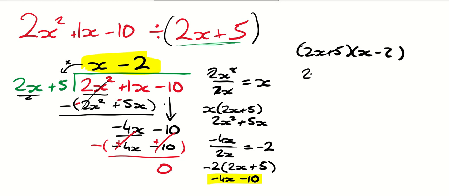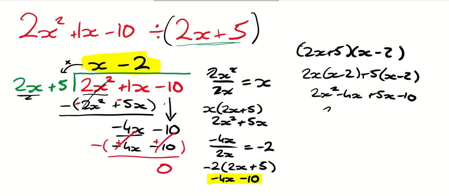If you multiply them out, so 2x by x minus 2 plus 5 by x minus 2, you will get 2x squared minus 4x plus 5x minus 10, 2x squared plus x minus 10. Just what we had up here at the start. So you can see how you've got one bracket and you're finding the other one.